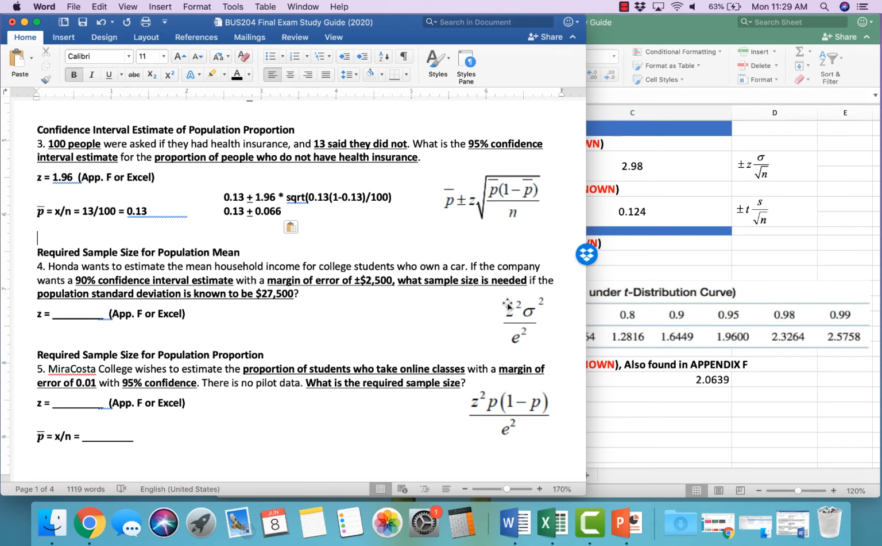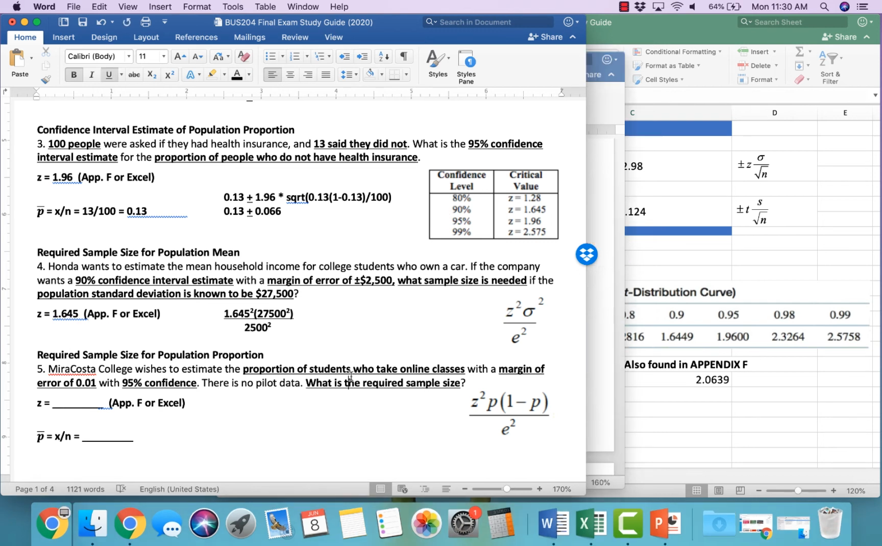So over here on the right is our formula, and you can see the first thing we need is to find our z-value, which I can get from the table up at the top. For 90%, our z-value is 1.645. So plugging my variables into our formula, our z is the 1.645, and we'll square it. The standard deviation is the 27,500. I'll plug that there. And then the margin of error, or the E, is the 2,500. So I'll plug that in the bottom, making sure to square our numbers.